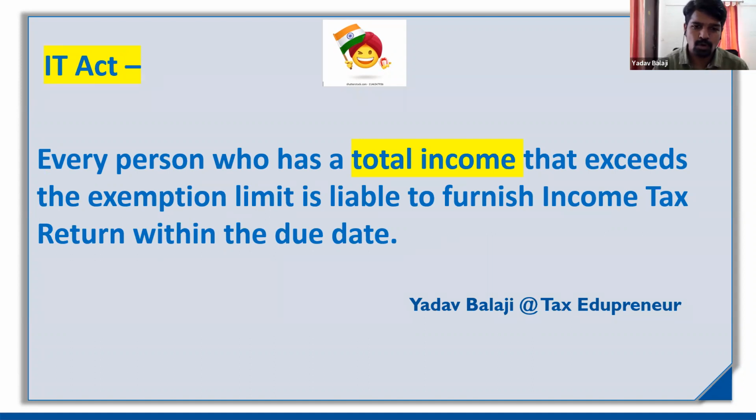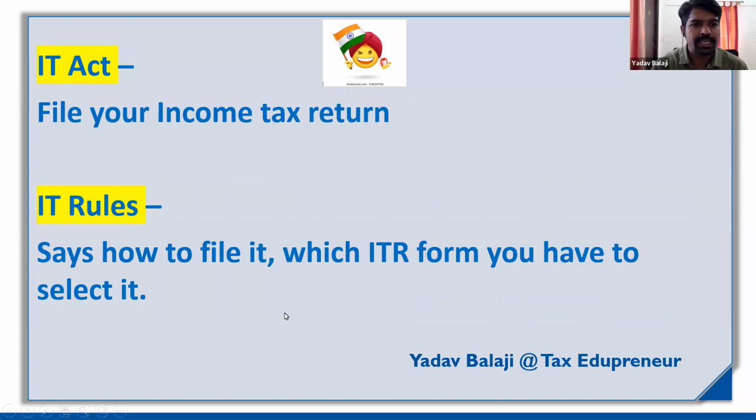And if you go to the rules, rules say how to do it. Means your income has crossed this slab limit, now you have to file the IT return. So Act says that, and the rule says which ITR form you have to select and how to file it. So that talks about the rule.